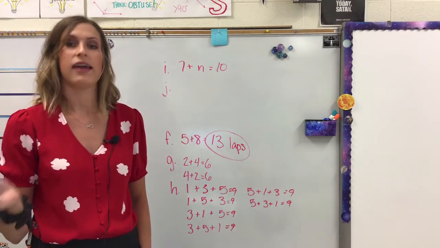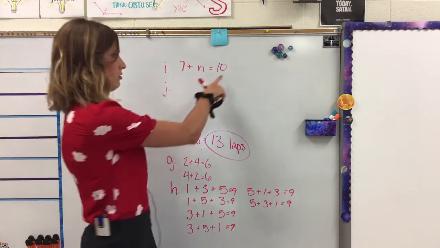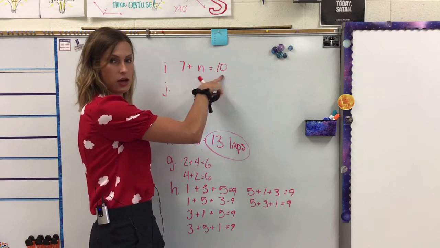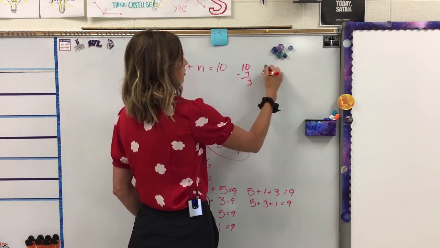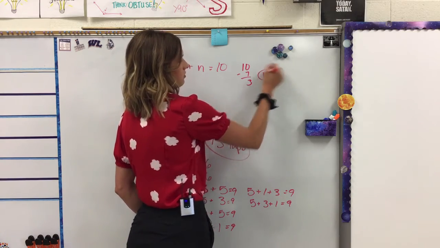To find the answer, I subtract. Take my bigger number, 10, that was my sum, subtract 7. 10 minus 7 gives me 3, so I know that n equals 3.